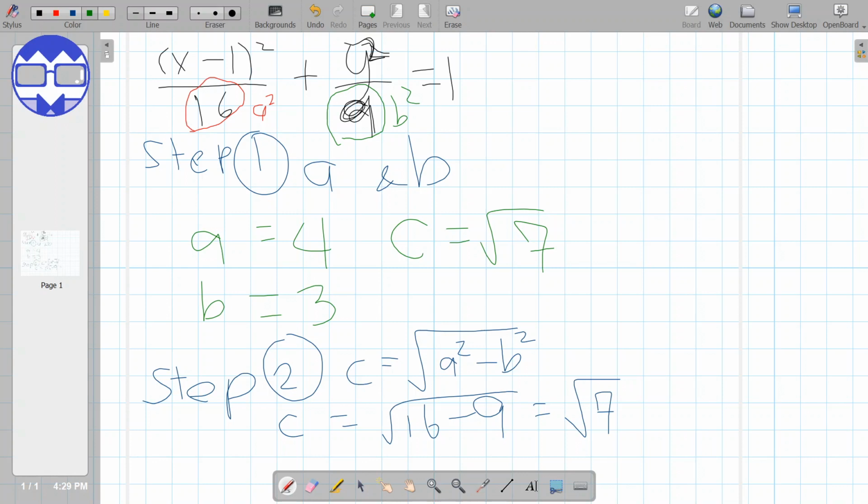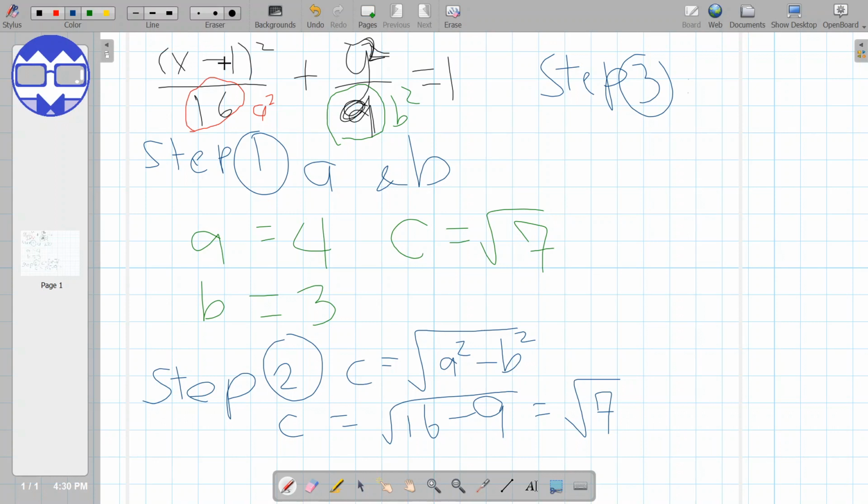Step 3 is to determine the orientation. So what is the orientation? It's very easy to determine the orientation. We simply refer to the equation. Again, refer to a, and wherever the largest number is found will be the reference for our orientation. In this scenario, 16 is the largest number, the biggest denominator, and it's under x minus 1.